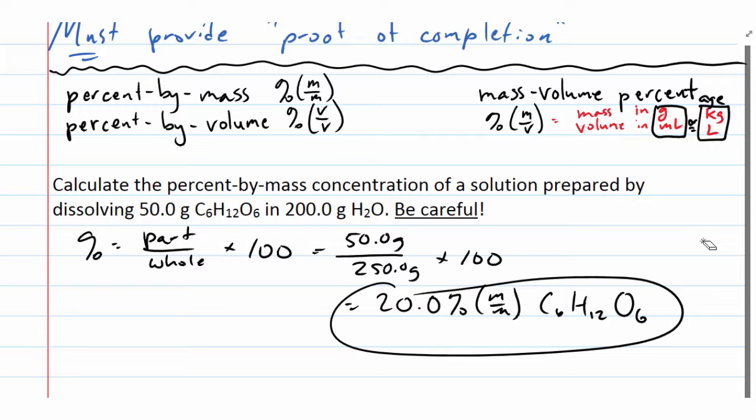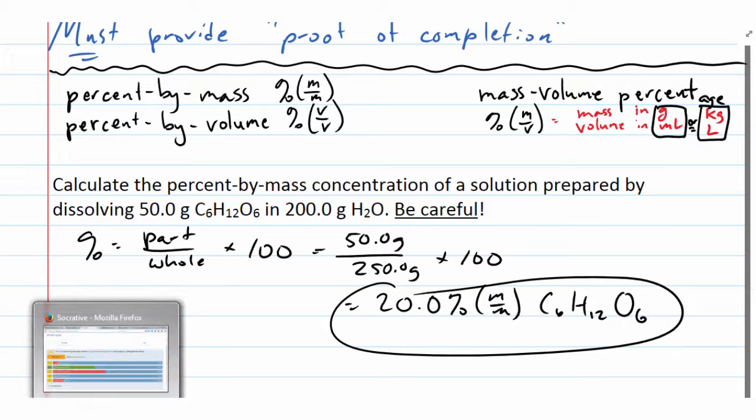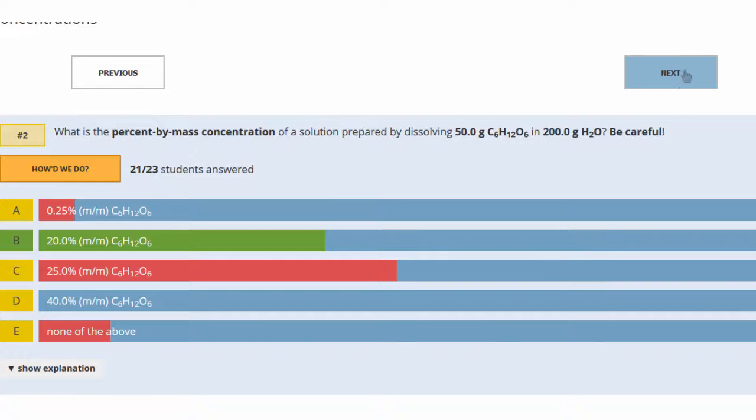When you calculate a percent concentration, it's the solute divided by the solution that we do the calculations. So any questions on that one? Okay, that takes us to the next question.